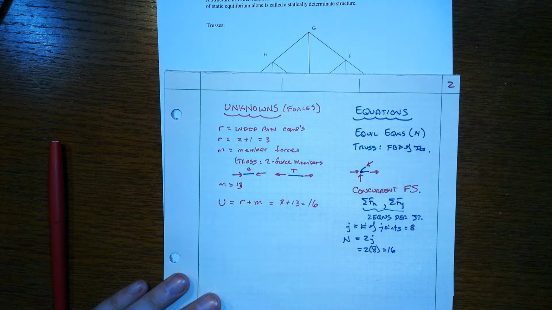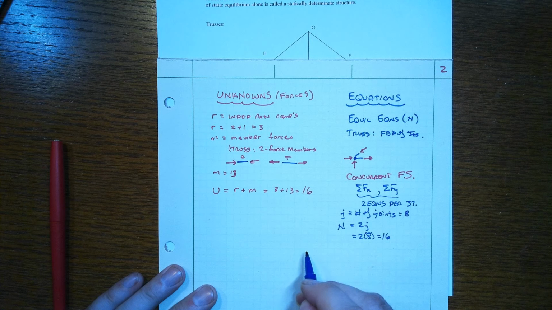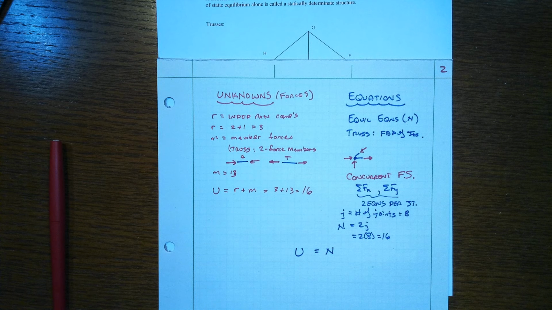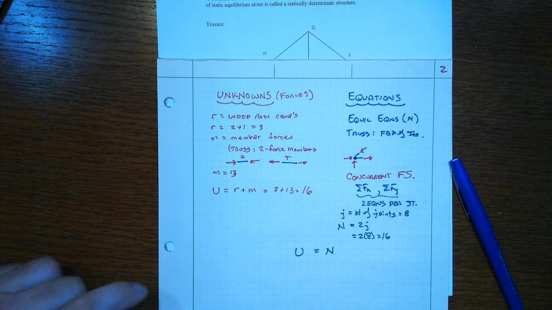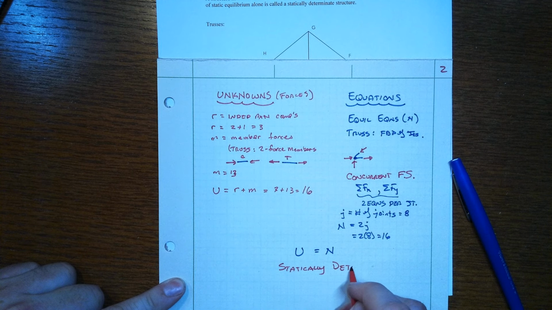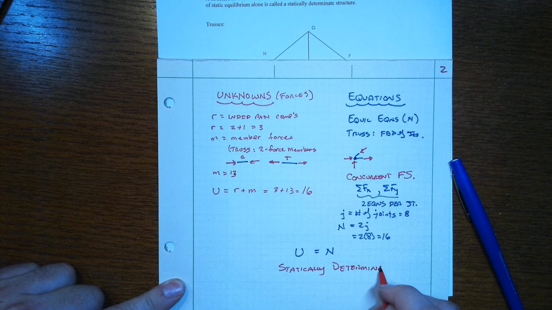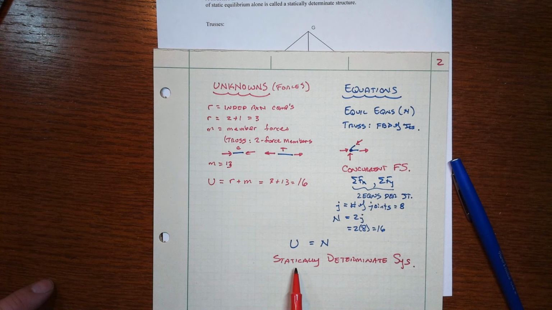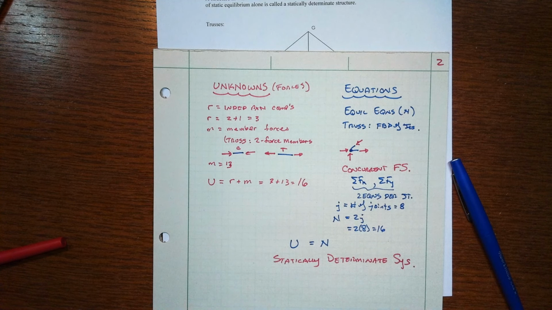And notice that in this particular situation, U is equal to N. In that case, that is what we call a statically determinate system. That's entirely about having enough equations of static equilibrium to be able to determine all of the unknowns in the system. It's a little more complicated than that in other situations, and that's what we'll look at next.